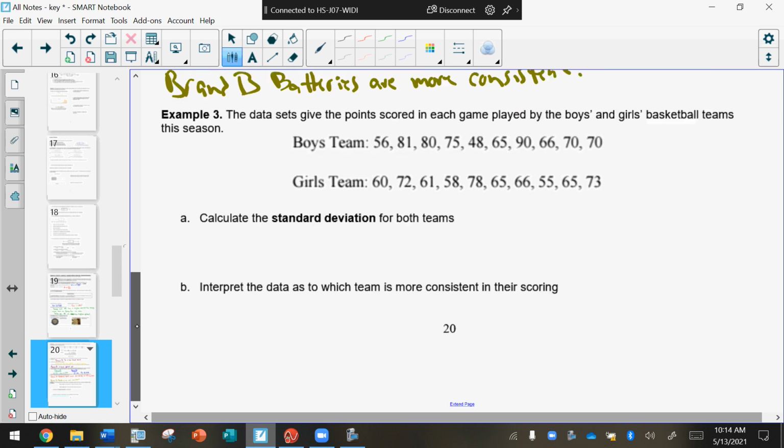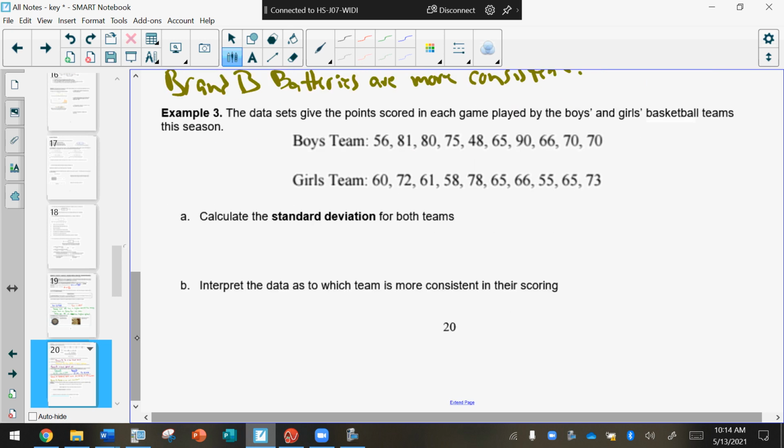All right, one more example, and then I'm going to cut you loose to do some practice on your own. The data set gives the points scored in each game played by the boys and the girls basketball teams this season. That's not really true data for Penfield, but that's what the context of the question is talking about. So for the boys team, they had games of 56 points, 81, 80, 75, 48, 65, 90, 66, 70, 70. For the girls, 76, 60, 72, 61, 58, 78, 65, 66, 55, 65, 73. Calculate the standard deviation for both teams.